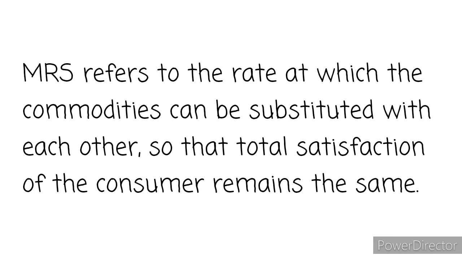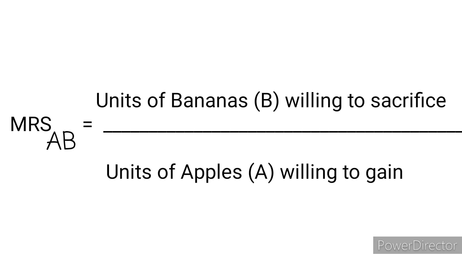So we need to understand this properly. So what is basically MRS? If I'm saying MRS AB, then what does that mean? It means that units of bananas we are willing to sacrifice will be in the numerator, and units of apples which we are willing to gain, for which we are sacrificing units of bananas, that will be in the denominator. So basically change in B will be in numerator and change in A will be in denominator.